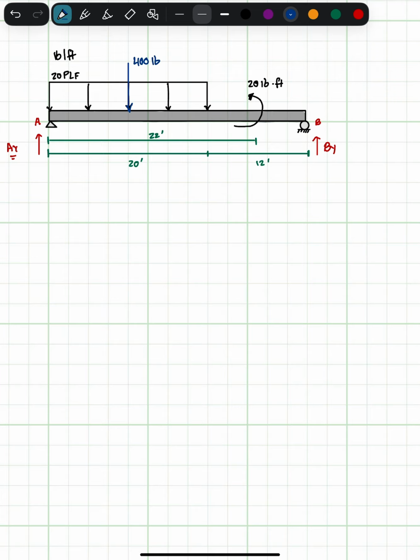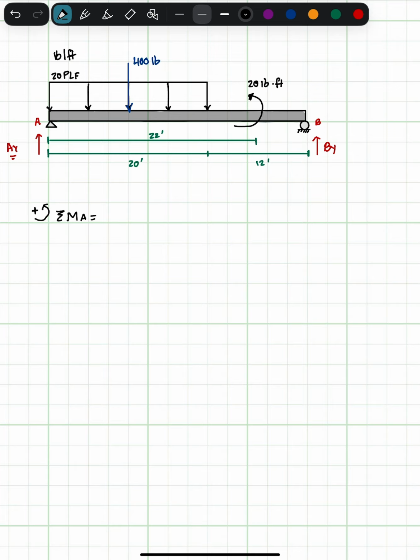And as you guys can see, we have a 20 pound-foot concentrated moment right here happening at 22 feet away from A. So I'm going to show you guys how to figure that out and how to incorporate it into your equilibrium equations. So let's start with the sum of the moments about A. Now, it's important to choose what's a positive moment and what's a negative moment. It doesn't matter, but I am used to choosing counterclockwise positive and clockwise negative.